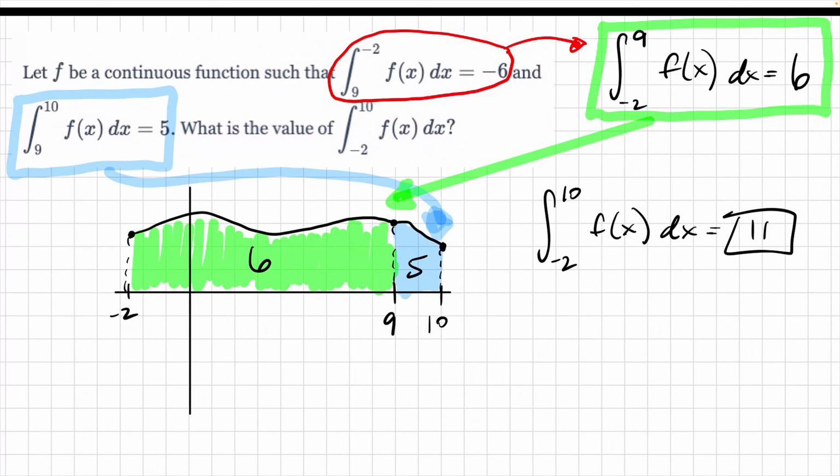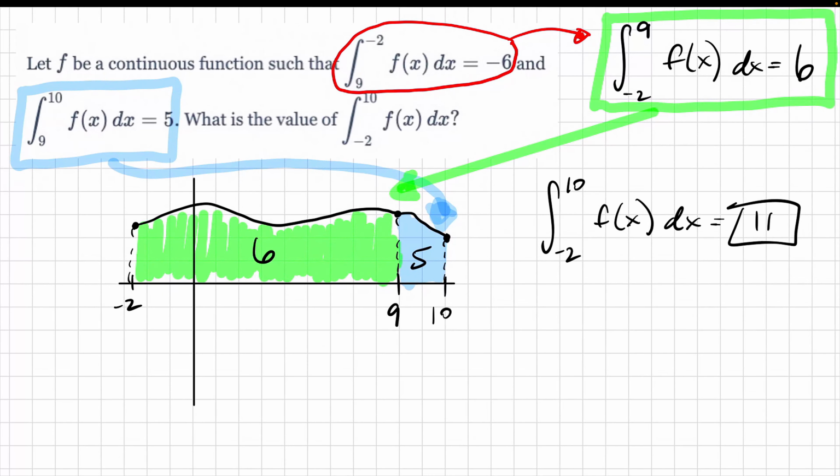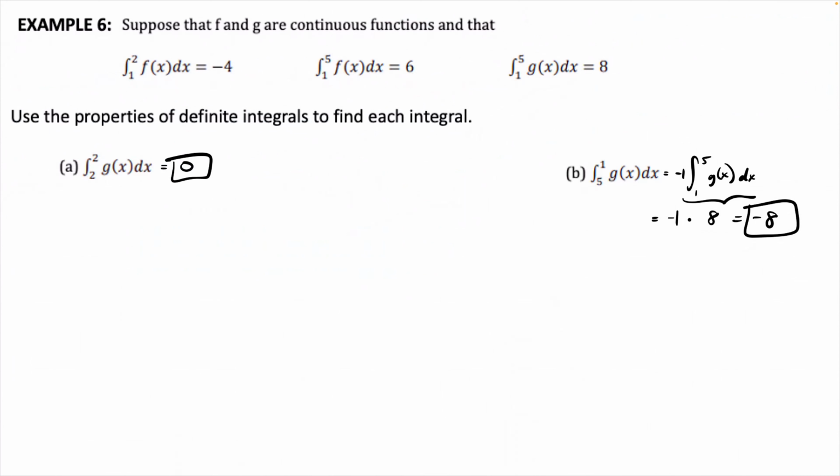All right. Okay, so the last thing I want you to do is do that last page, and then we're done. And then tomorrow I'll give you the practice. So 6a, it's just from 2 to 2, so it's 0.